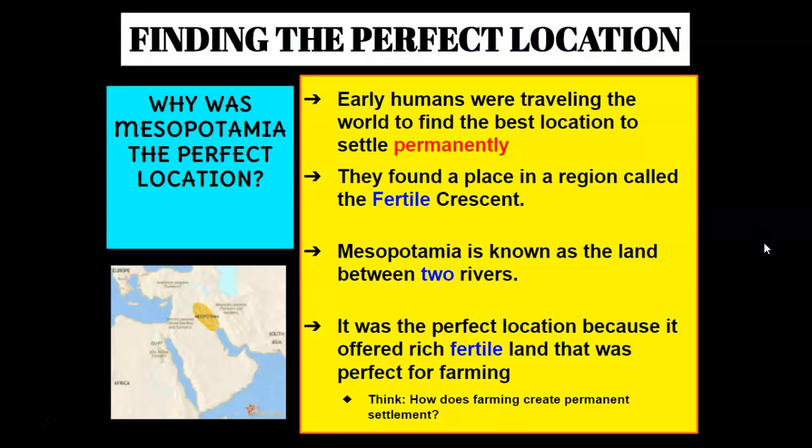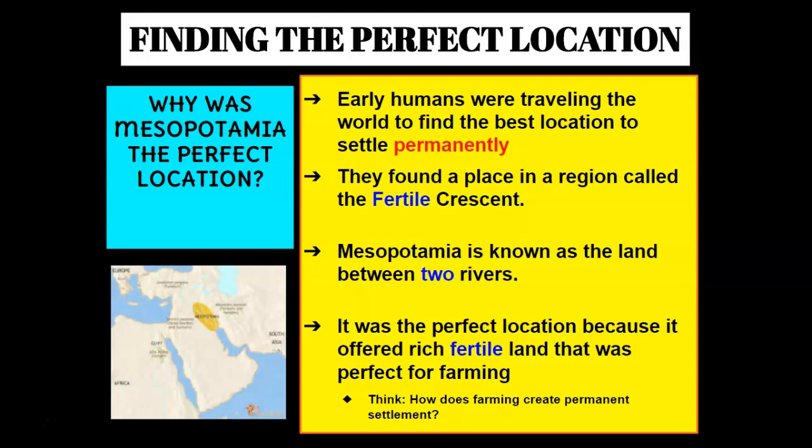Finding the perfect location. Well, early humans were traveling the world to find the best location to settle permanently. So as they were being hunter-gatherers, they slowly start to find places that work for them until they find the perfect location. These early settlers found a place in a region called the Fertile Crescent, and now Mesopotamia is known as the land between two rivers. It was the perfect location because it offered rich, fertile land that was perfect for farming.